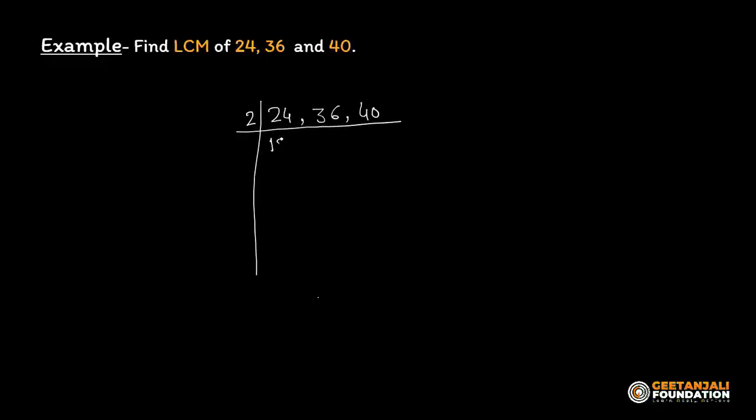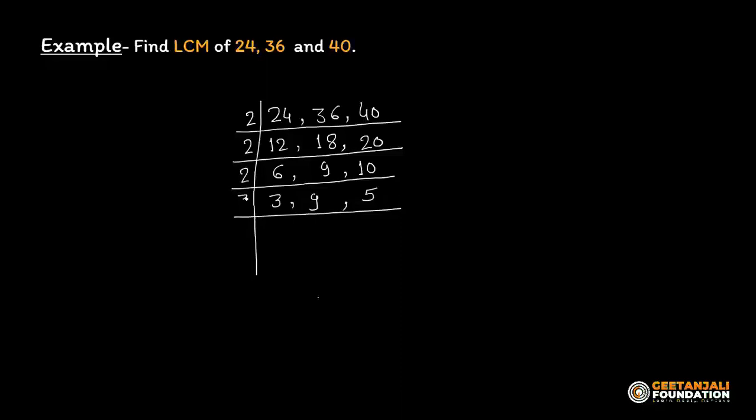So 2 divides 24, 36 and 40, giving 12, 18 and 20. Again 2 can divide these numbers. 2 sixes are 12, 2 nines are 18, 2 tens are 20. Now again 2 can divide 6 and 10, so we'll divide them. 2 threes are 6, 9, as 2 doesn't divide it. 2 fives are 10. Now we will take 3.